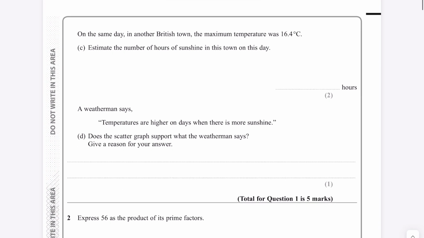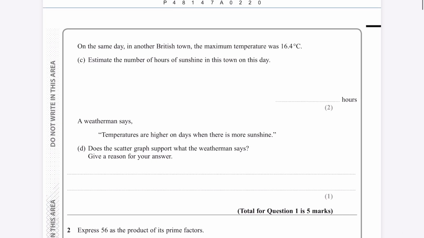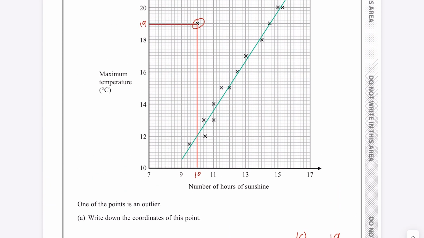On the same day, in another British town, the maximum temperature was 16.4 degrees. Estimate the number of hours of sunshine in this town. So if you go over to the graph, 16.4 is roughly there. If I draw a line across to my line of best fit, and then draw a line down from there, that looks to be 12.8.